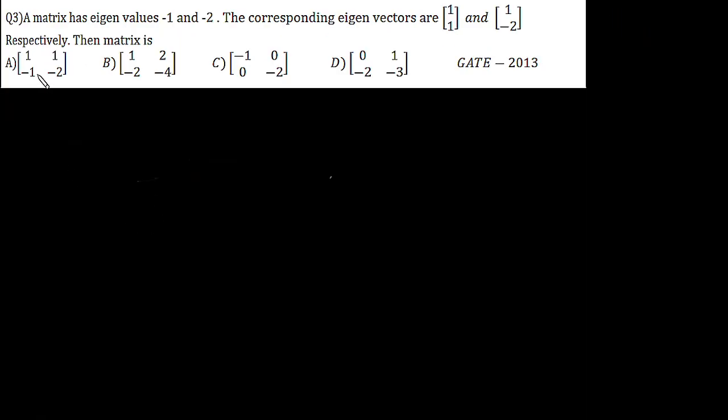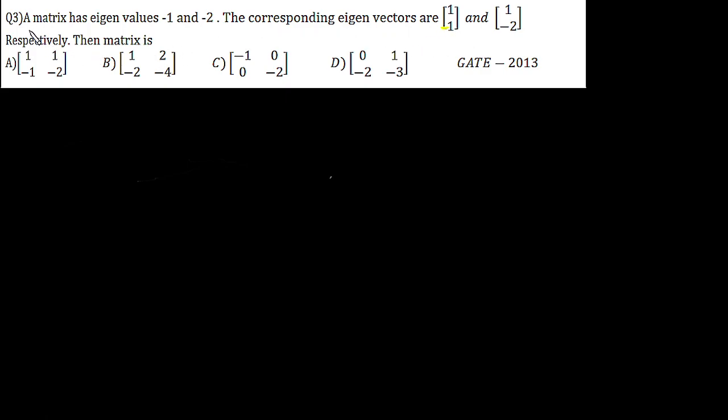Okay, now let's solve question 3. Here in question 3, sorry, I made a mistake. The eigenvalue has eigenvector 1 comma minus 1, not plus 1. So here minus 1.